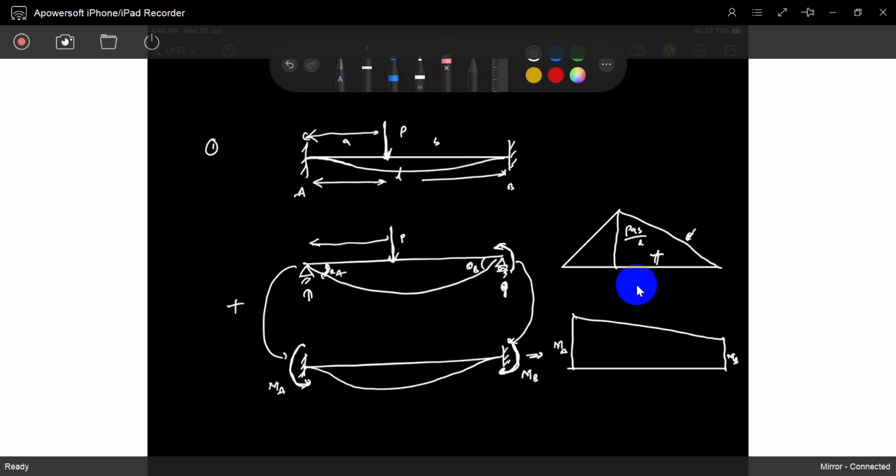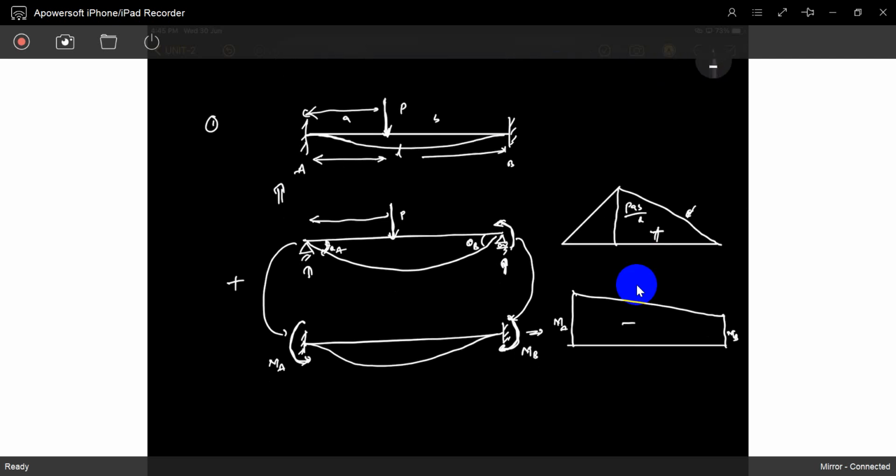This plus this is equal to this. Are you understood? This is in the opposite direction, so it is a negative bending moment. If you combine both, you get the real bending moment diagram. We don't know the values. Are you understood? We don't know this MA, we don't know this MB. So finding out MA and MB is the challenge. That is the challenge. Okay.